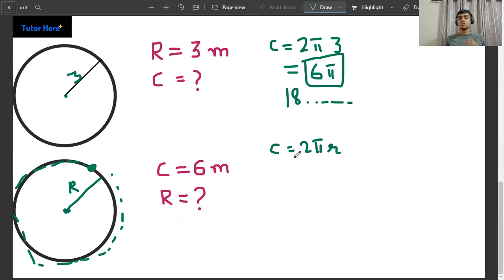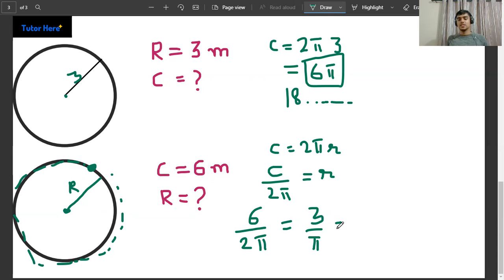And what we can do now, since we want to find the radius, is isolate the radius on one side. So let's divide both sides by 2 pi. So it will be c divided by 2 pi. And 2 pi r divided by 2 pi would give you a single r. So c is 6. So let's substitute that value. So it will be 6 upon 2 pi. You can factorize 6 divided by 2, which is 3. So your answer is going to be 3 upon pi. This is your radius. Your radius that you figured out is 3 upon pi.